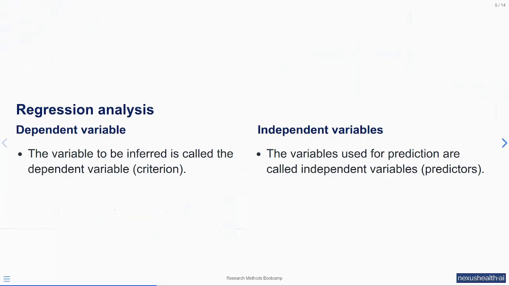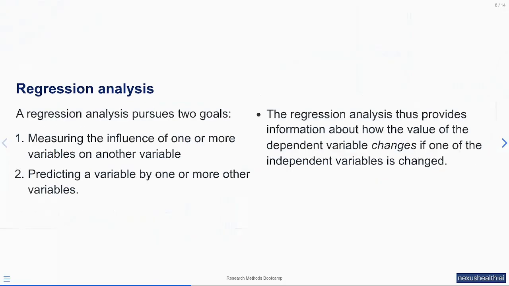In regression analysis, the dependent variable is the variable that is to be inferred, while the independent variable is the variable or variables that we use for prediction, and we sometimes call these the predictors. Regression analysis pursues two goals. The first is to measure the influence of one or more variables on another variable, and the second is to predict a variable by one or more other variables. The regression analysis therefore provides us information about how the value of the dependent variable changes if one of the independent variables is changed.